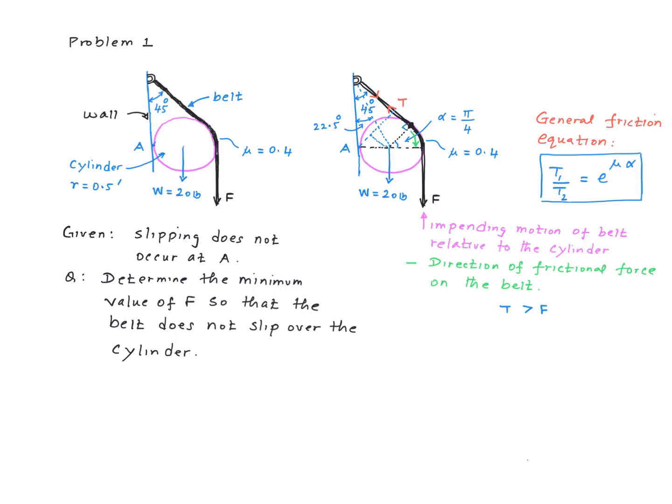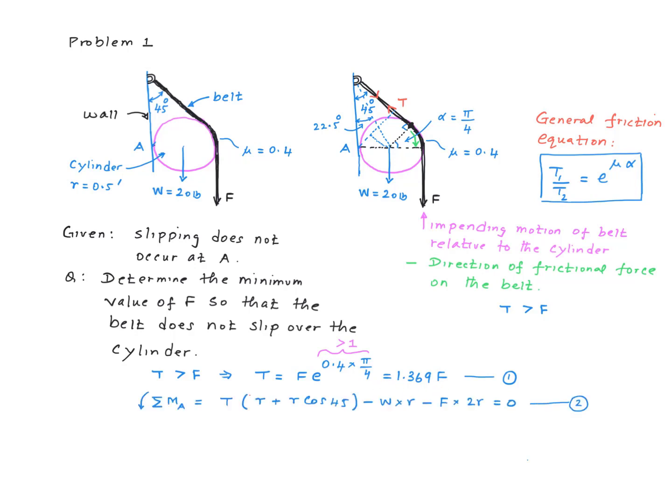Since T is equal to F plus the frictional force, T is greater than F. T is greater than F. And this allows us to apply this equation properly for the system here. So here is the equation. T has to go on the left side because the exponential term is greater than 1. Mu is 0.4, contact angle is pi over 4. So we get this relationship for T. We have two unknowns, T and F, and therefore we need one more equation to solve.